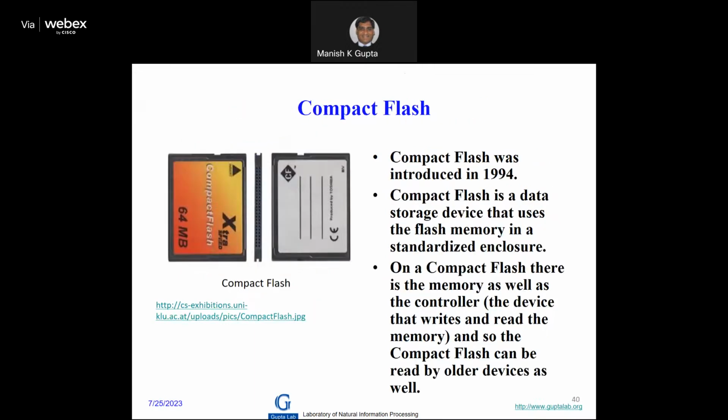So actually, all this development happened after the formation of SNIA. So SNIA, as I mentioned, is a standard body of different companies and academicians who actually develop standards for storage. Okay. So compact flash was in 1994. Some of you might be using the camera. I don't know whether you still have that camera with you or not.